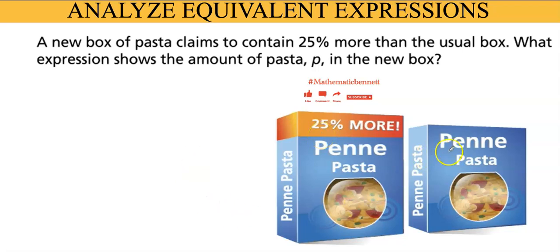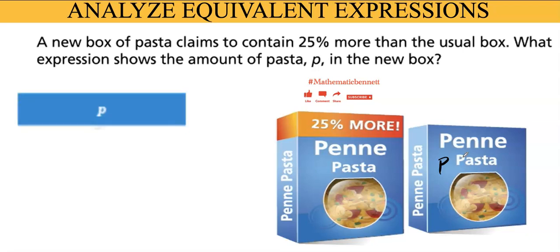Okay, so we can use P to represent the amount of pasta we have in the regular box of pasta. And then I'll do my bar diagram to demonstrate more. So we see that P represents the amount of pasta in the regular box of pasta. And then they are saying this new box would have 25% more. So 25% is the same as 0.25. So we have 0.25 P to represent 25% more of P.